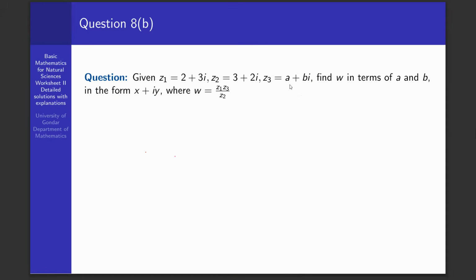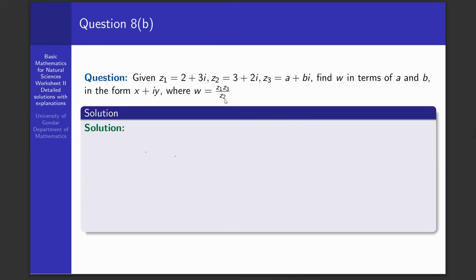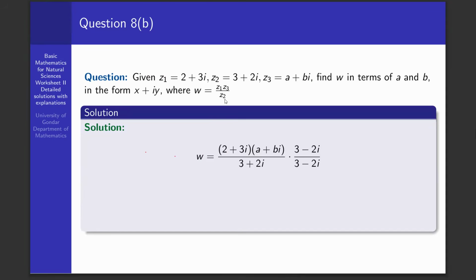Okay. The next one: given z1 is equal to this one, we have 3 complex numbers. After we are given these 3 complex numbers, we are asked just to find w in terms of a and b in the form of x plus iy, where w is equal to z1 times z3 over z2. Just simplification. So to do this, first let's find z1 times z3, or let us substitute simply z1, z2, and z3 like this.